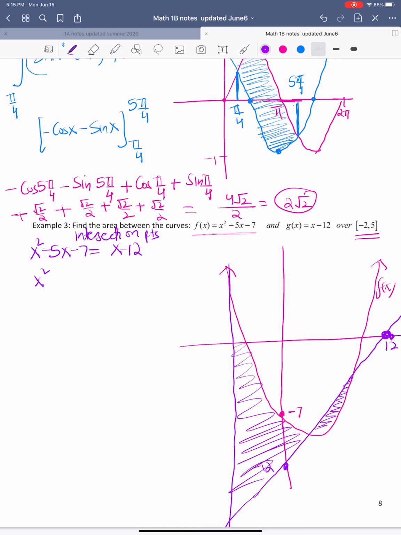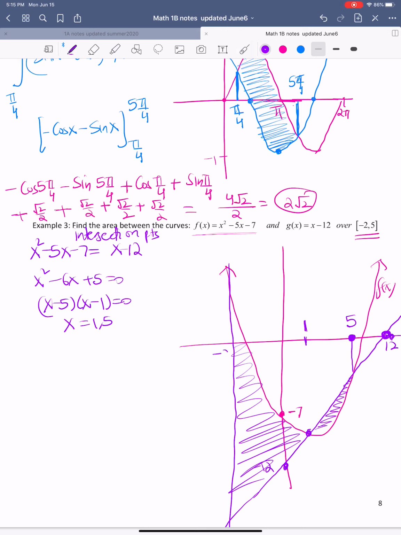Okay, bring everything to one side, minus 6x. When we add 12 over here, it would be plus 5 equal to 0. So I get x minus 5, it's a factorable equation, x minus 1 equal to 0, x equals 1 and 5. So here we are, it does meet at x equals 5. That's the point. And x equals 1 is also a point where they intersect.